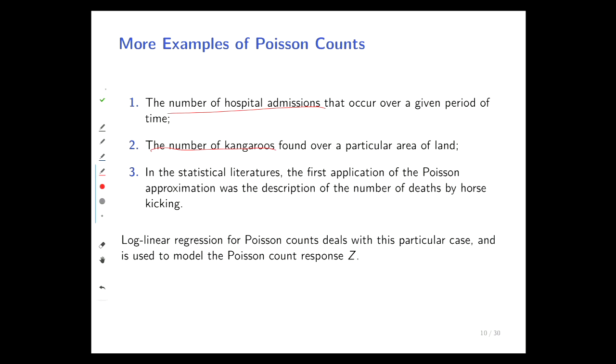Another one is the number of kangaroos found over a particular area of land. You can treat it as a rare event to find a kangaroo, even though it's not that rare, I think, in Australia. And the last one is the number of deaths by horse kicking. It's really an absurd example, but it's actually the first example in statistics to use the Poisson approximation to describe the randomness of this kind of random variable. Basically, the Poisson approximation or Poisson count is used to describe the randomness of these rare events.